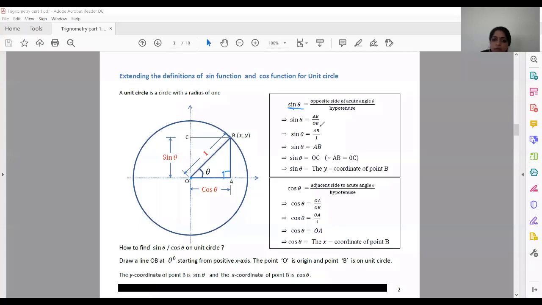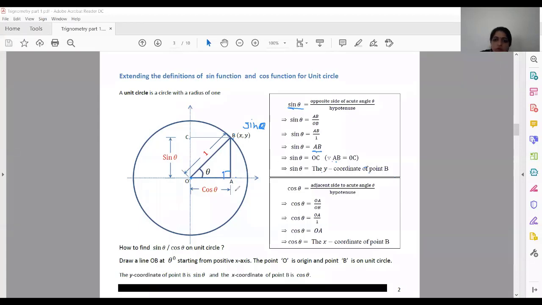But the value of OB is, this is the unit circle. Unit circle, it means this is the radius. So, the value of OB is 1. So, sine theta is equal to AB. And the value of AB is equal to OC. So, sine theta is equal to OC. This is your sine theta. It means the y coordinate of point B. Sine theta is the y coordinate of point B. This y indicates the value of sine theta.